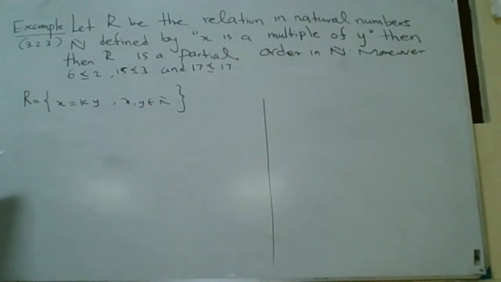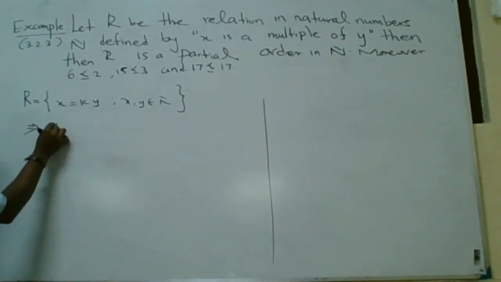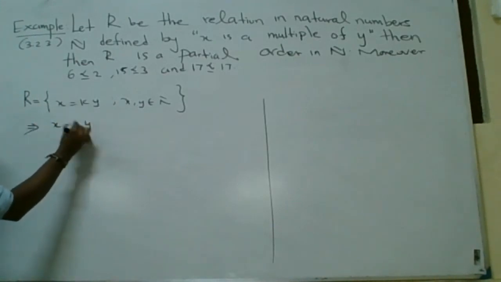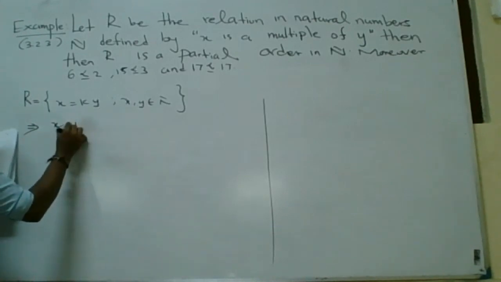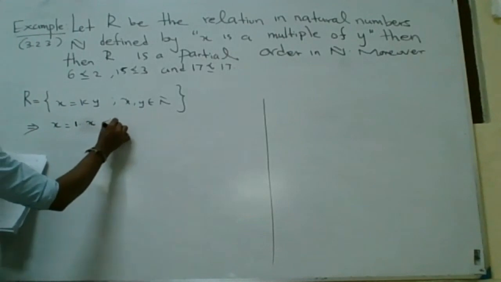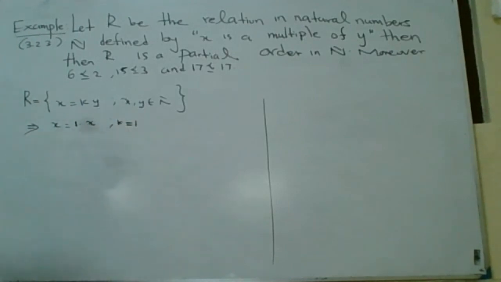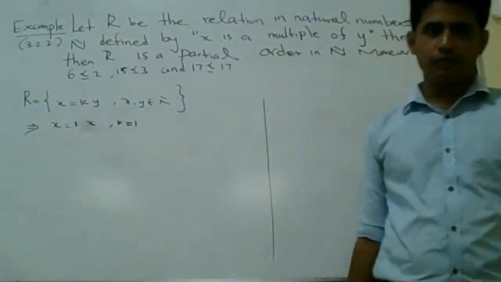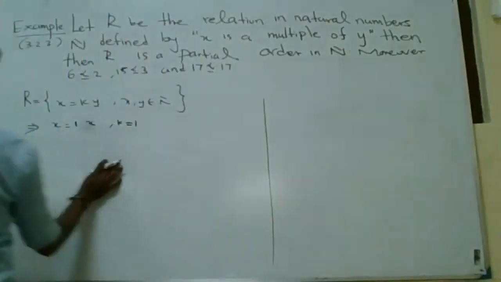Now, for the reflexive case, means x equals x, where we put k equal to 1, x equals 1 times y. Otherwise you can put y as x, then you can put x equals 1 times x. Is it okay? In this case k is 1, x equals 1 times x. Therefore R is reflexive.